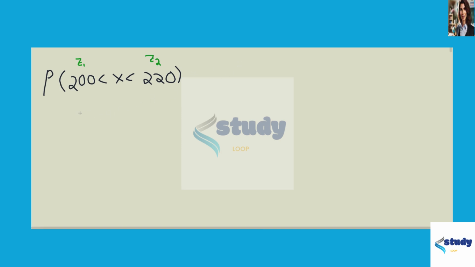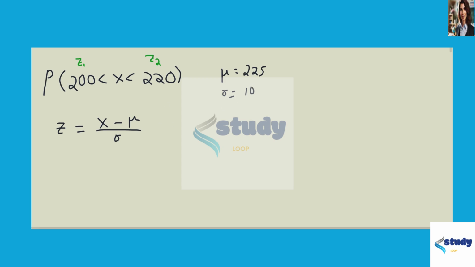So remember that z-score is equal to x minus mu, which is the average, over sigma, which is the standard deviation. And we know that mu is equal to 225, and that sigma is equal to 10.